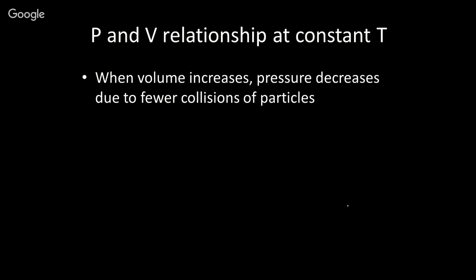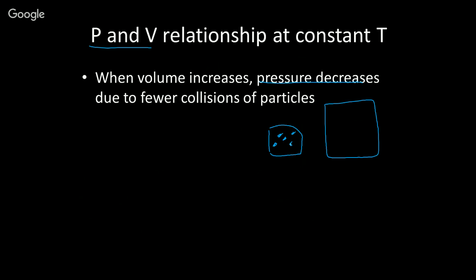How about constant temperature? So now pressure and volume. When the volume increases from one container to a larger container, the pressure is going to decrease. The idea here is, say we have 5 particles that we can kind of see there. And they're pretty close together. So if they're close together, they're going to collide more frequently.